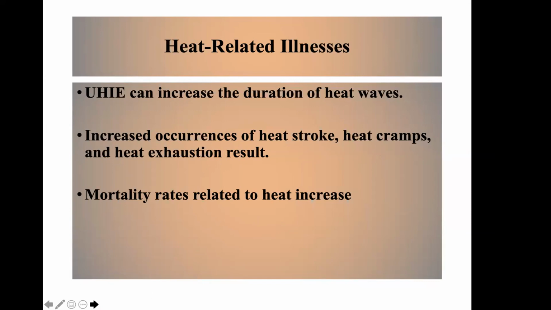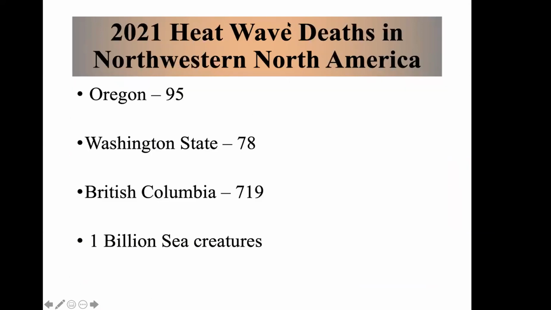And just in the past couple of weeks, as we've seen the 2021 heat wave in North America, in northwestern North America, that moved across the country and I think is now in the Northeast. But in Oregon, 95 extra deaths were attributed to the heat wave, in which temperatures reached 113 degrees in Portland. Washington State had 78 heat-related deaths, and British Columbia, even further north, had 719 heat-related deaths.